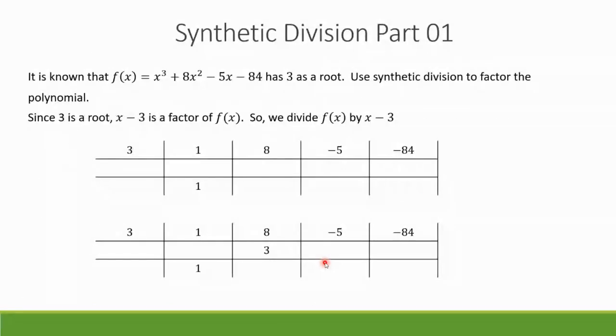Okay, so the next problem is synthetic division. Now from here, we have this polynomial f of x, and we know that 3 is a root. That's being given to us. I mean, you could check also, but it turns out 3 is a root. So we're going to use synthetic division to factor this thing, because since 3 is a root, by the factor theorem, x minus 3 is a factor of this.